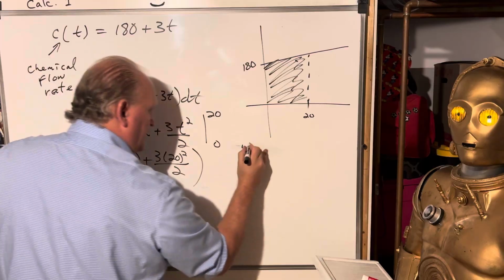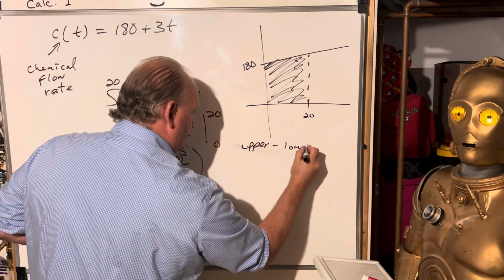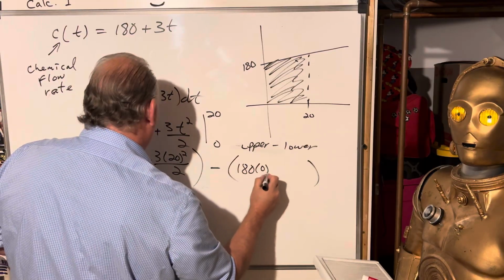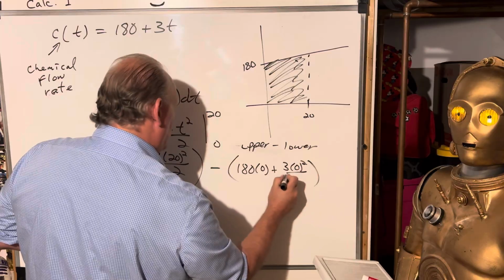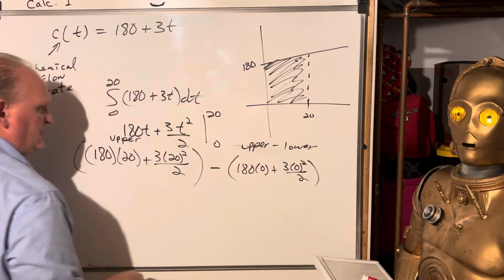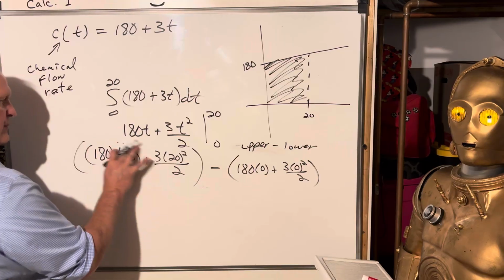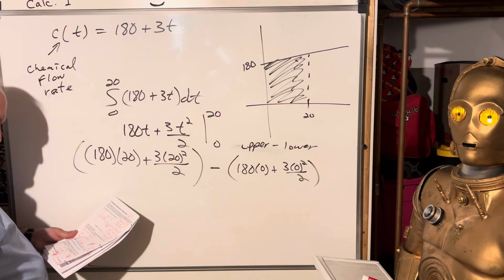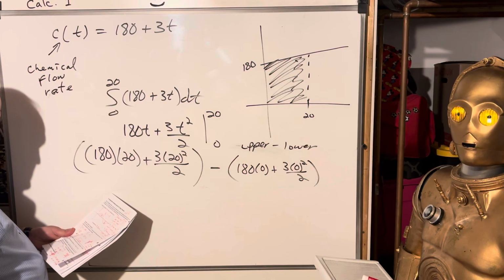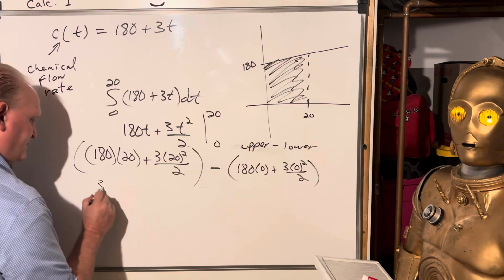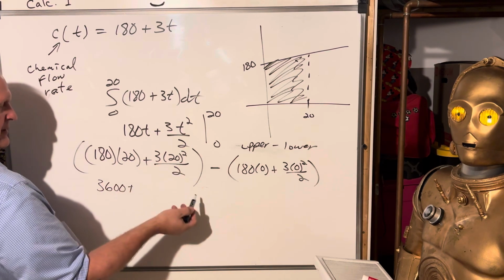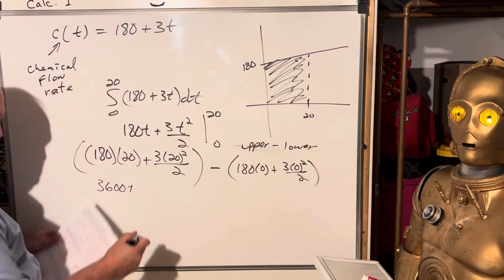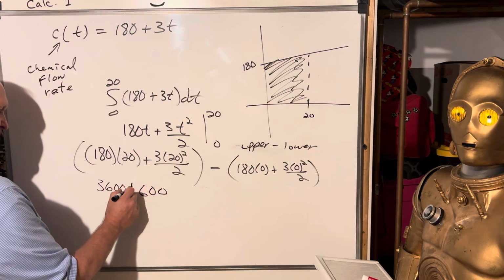Here, let's see, I'll just write that over here. And the lower does end up zeroing out, so we're just focused on the upper. That all goes to 0. And so what do we got? 180 times 20 is 3,600. And then 400, and half of 400 is 200, and then times 3 is 600. So 4,200.